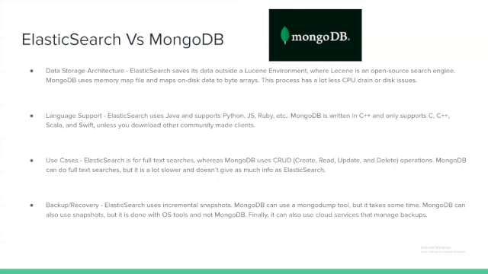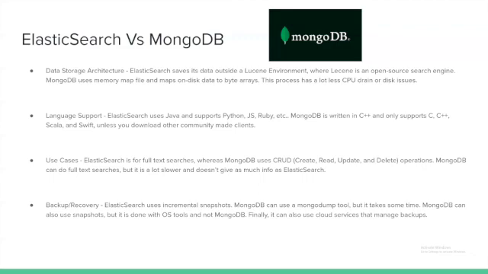The next thing is the use cases. Elasticsearch is for full text searches, where MongoDB uses CRUD operations more. It's more focused on specific things, where Elasticsearch is for a broad or large amount of data. And full text searches, that's its main thing.